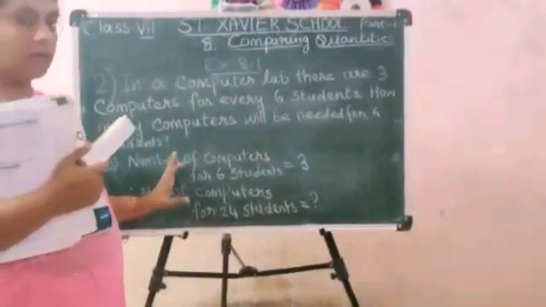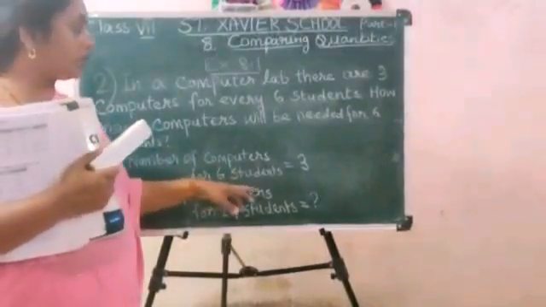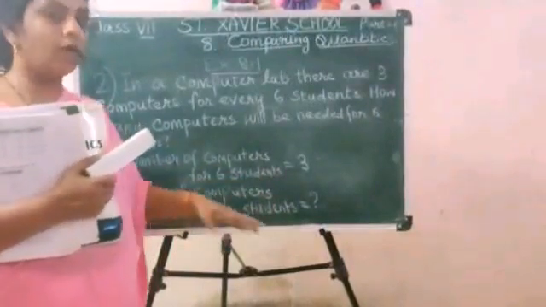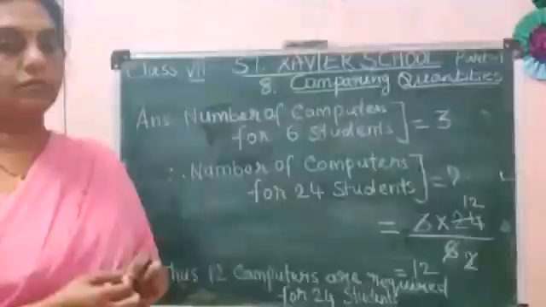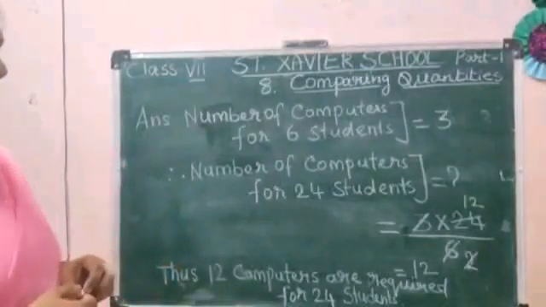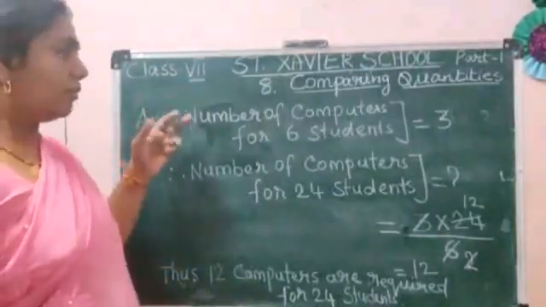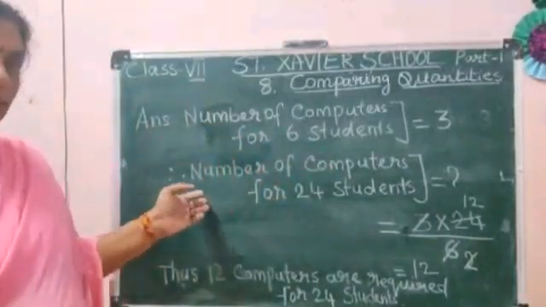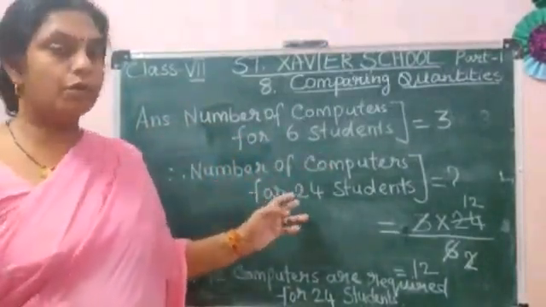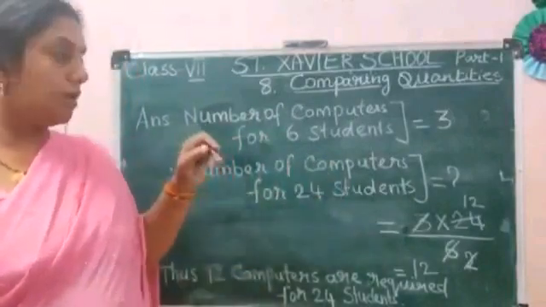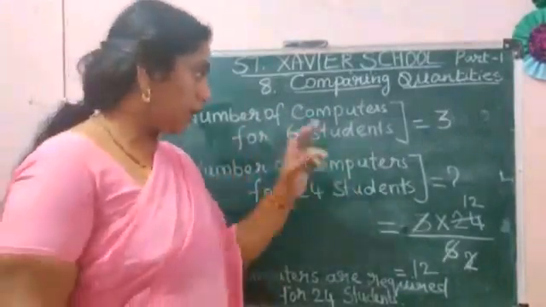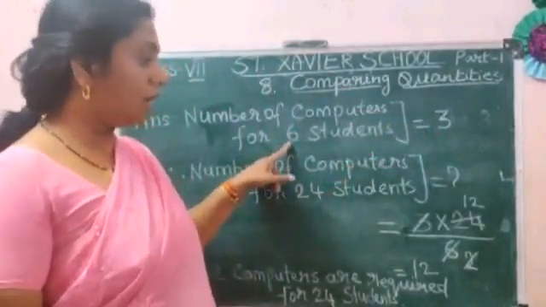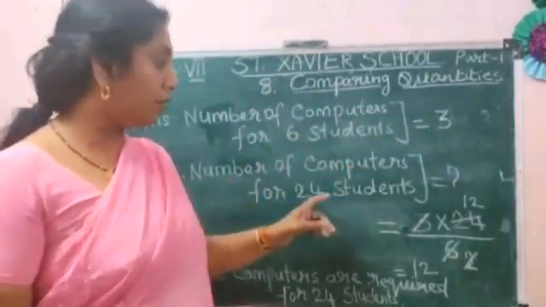So here the answer is: number of computers for 6 students is 3. Therefore, we have to find the number of computers for 24 students. So here we have to write 3 multiplied by 24 divided by 6. It is like a unitary method.